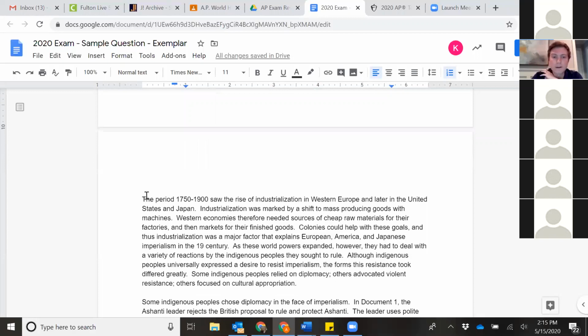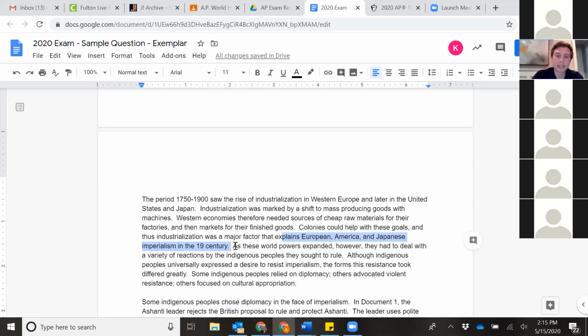So I wrote, the period 1750 to 1900 saw industrialization in Western Europe and then in the US and Japan. Industrialization was a shift to mass producing goods with machines. Western economies needed cheap sources of raw materials for the factories and then markets for the finished goods. We've been saying that over and over and over. Colonies could help with these goals. So that is why industrialization was a major factor that explains imperialism in the 19th century. Okay, so there you go. That was like 3 sentences, maybe 4, contextualizing, setting up where this imperialism comes from.